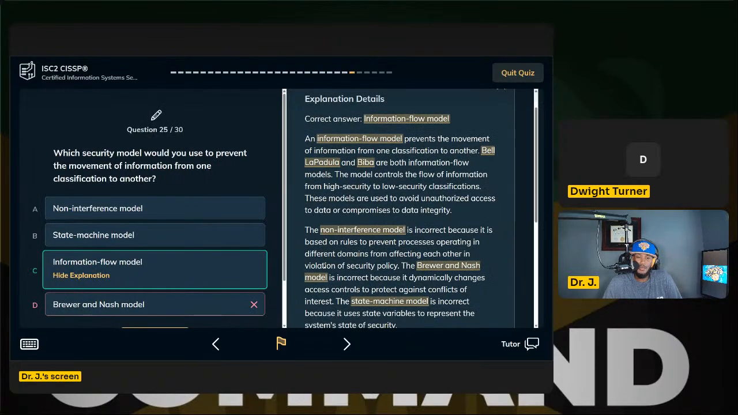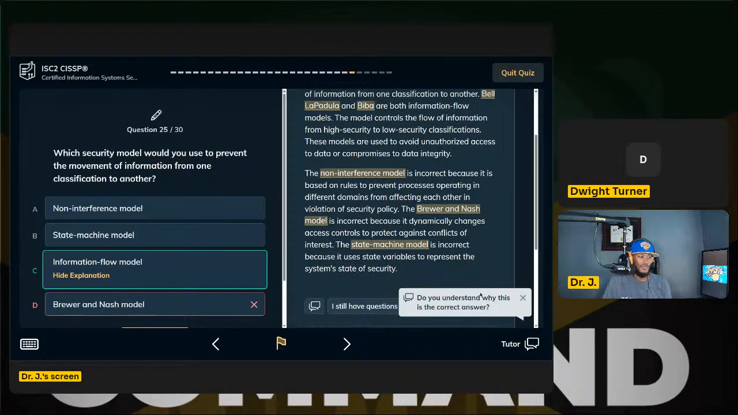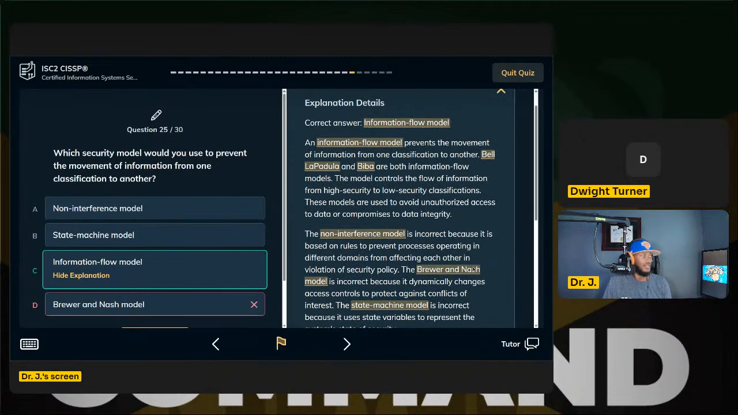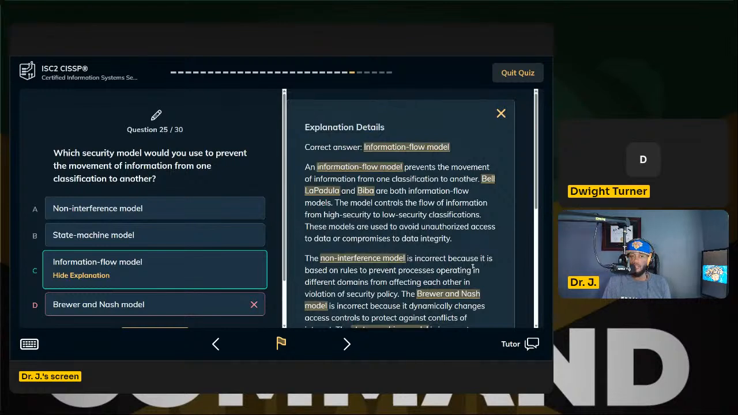What is Brewer Nash? Brewer Nash is incorrect because it dynamically changes access controls to protect against conflicts of interest. Brewer Nash is conflict of interest. Yes. Information flow prevents the movement of information from one classification to another. Bell-LaPadula and Biba are both information flow models.